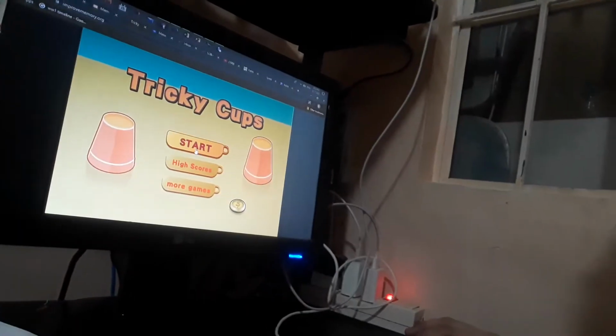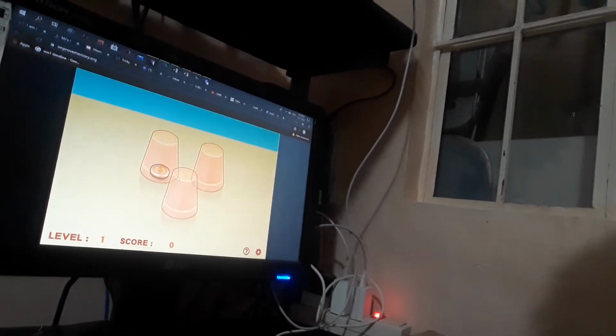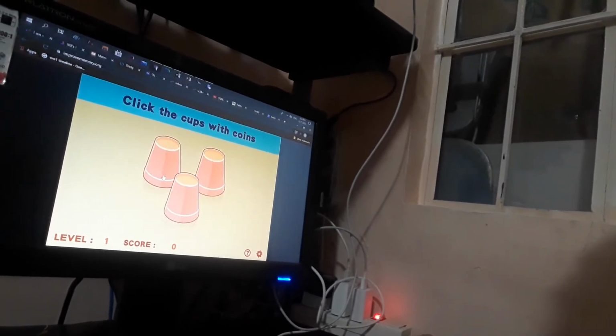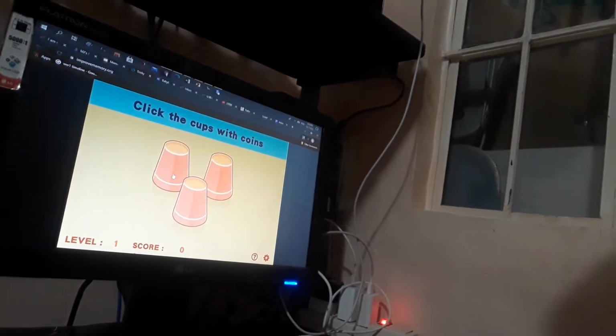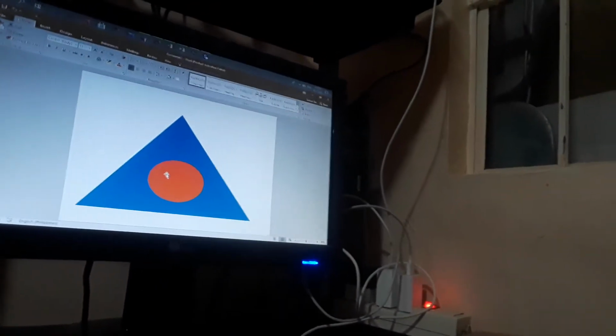Next is for attention. Here your client is focusing where the coin is placed. The third one is the visual spatial. You ask your client where is the circle inside, where is the circle. So here is an example. Ma'am, asaan po ang circle? Kindly point.